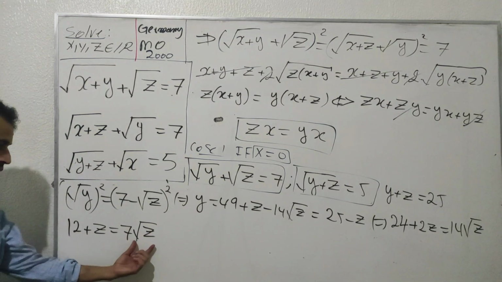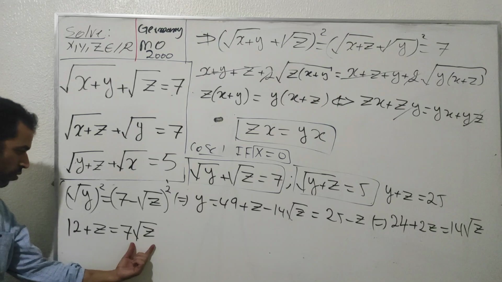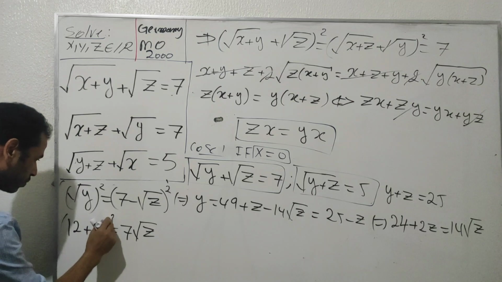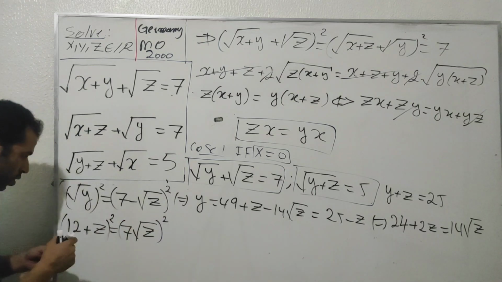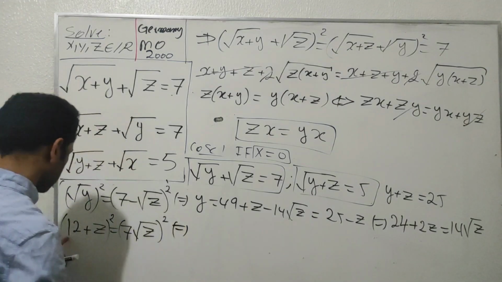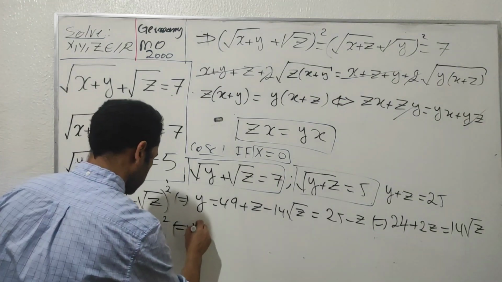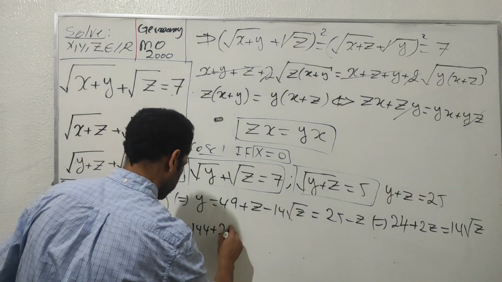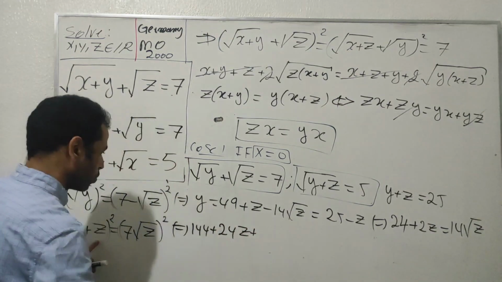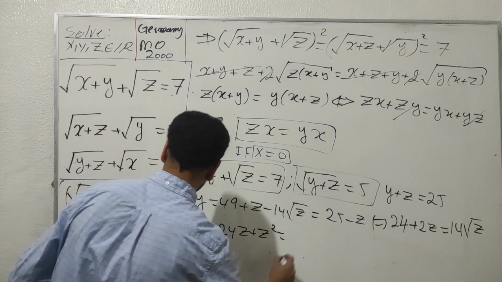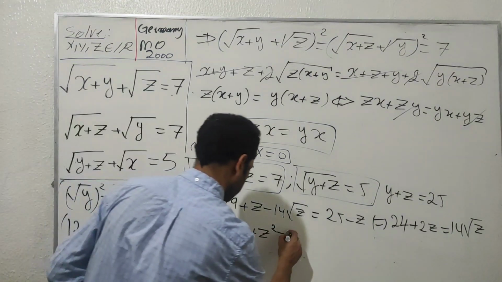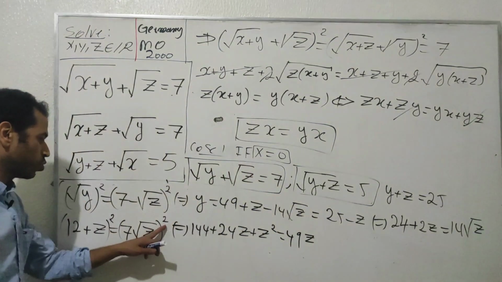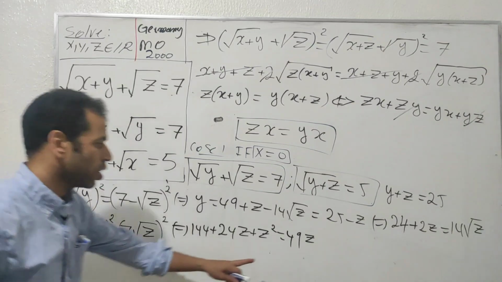But we still have a square root here, so in order to get rid of this square root, I'm going to square both sides. So I will get 12 squared, which is 144, as a first term, plus 2 times this one, which is 24z, plus the last term, which is z squared. For the right hand side of this equation, I get 49, because 7 squared is multiplied by z. The square and square root cancel each other out, and I will be left with this one.